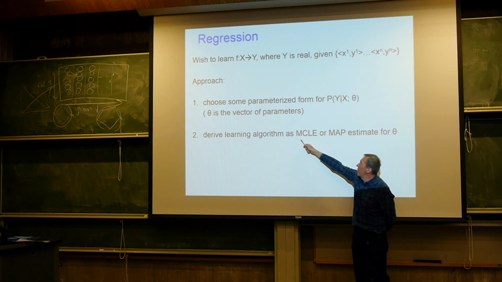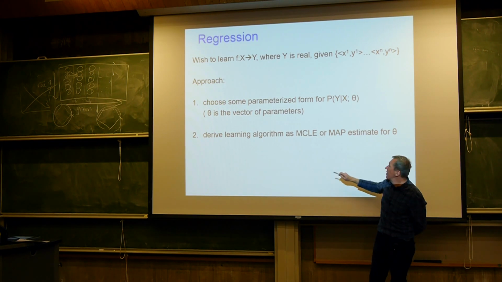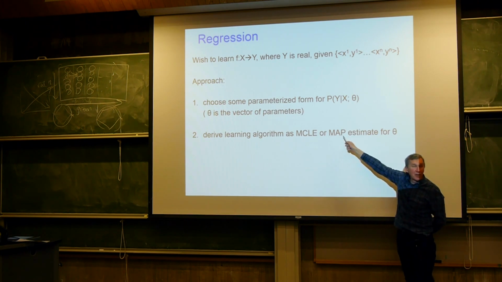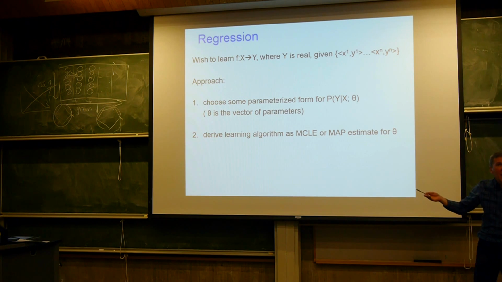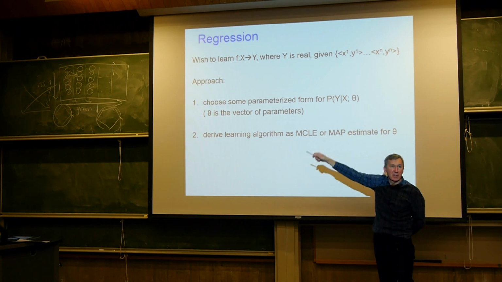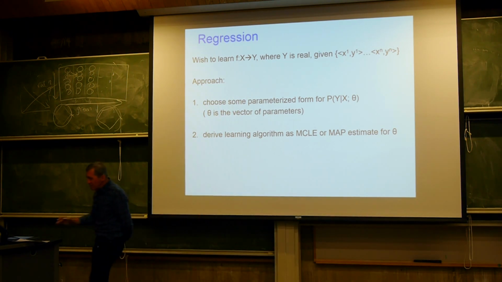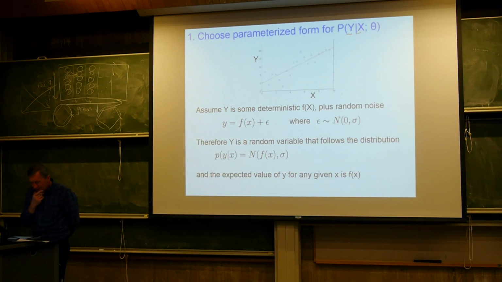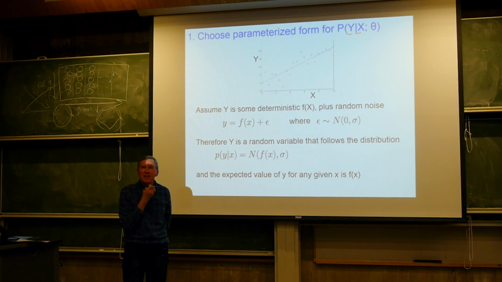For example, we could again use maximum conditional likelihood estimation, or the maximum a posteriori probability estimate where we have a prior on our parameters. But it's exactly the same strategy we're going to use. So then the first question becomes, what kind of probabilistic model do we want to set up here?